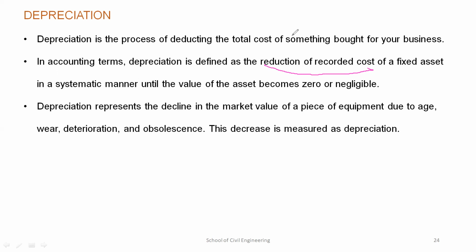Systematic manner in the sense, consider you are going to sell this equipment after some years. Consider you purchase an equipment in 2024 and sell it by 2025. What happens to the value? It gets reduced from 6 lakhs to 5 lakhs. If you sell in 2026, the value may go down to 4 lakh rupees. Systematically it is decreasing. That is the systematic manner, until the value of the asset becomes zero or negligible.